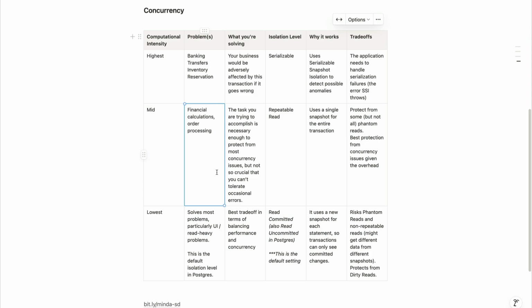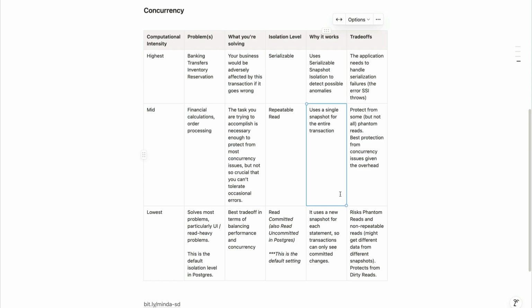The very occasional chance that something goes wrong is not going to be absolutely critical to your product or business. So let's jump in a little bit to talk about how each of these work differently from one another. So the read committed basically uses a new snapshot for each statement, so transactions only see committed changes, which is different than the repeatable read, which uses a single snapshot for the entire transaction.